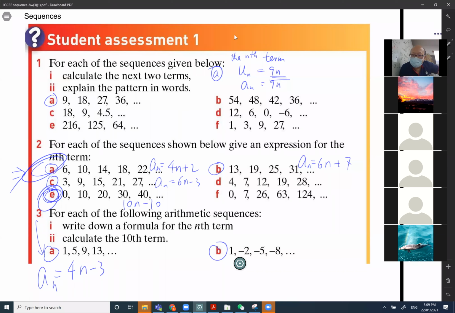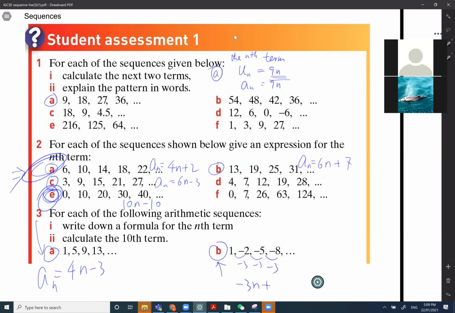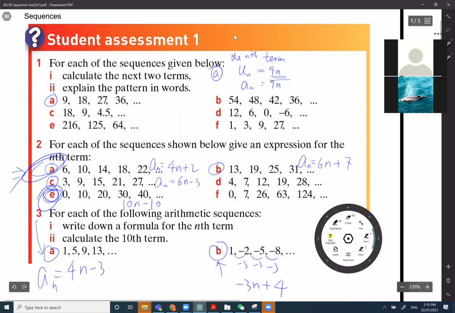Victoria, 3a. 4n minus 3. Excellent. You guys are very good at the linear sequence. Raymond, 3b. Hannah, 3b. Minus 3, minus 3, minus 3. So minus 3n plus something. Gordon, plus what? Plus 4. Excellent. Because the previous one is 4.